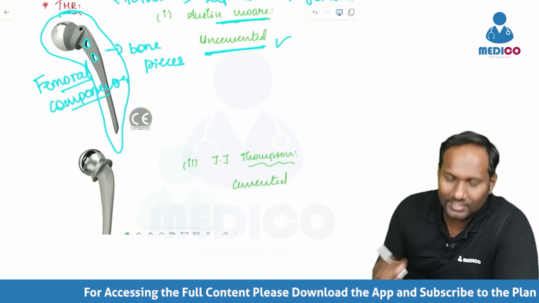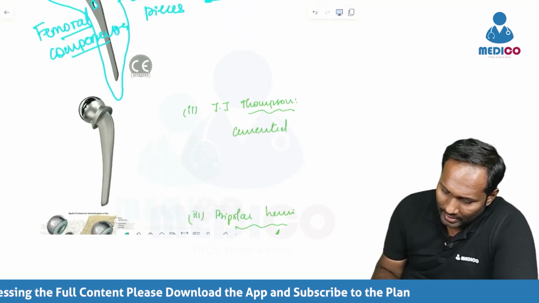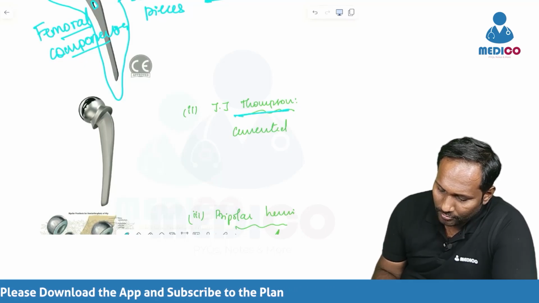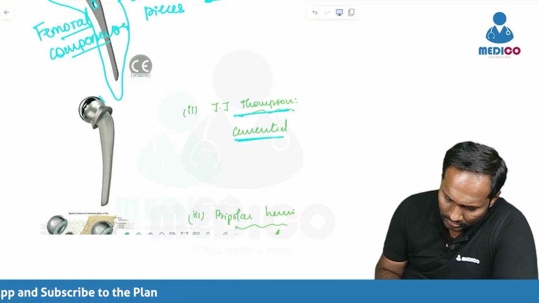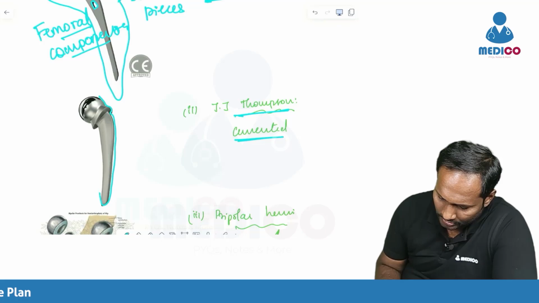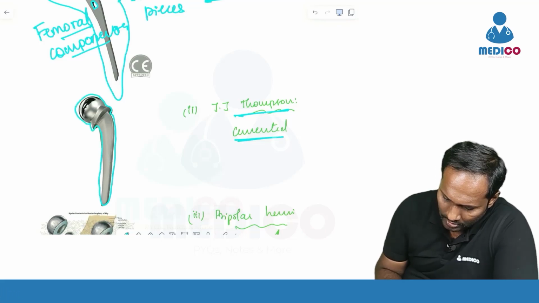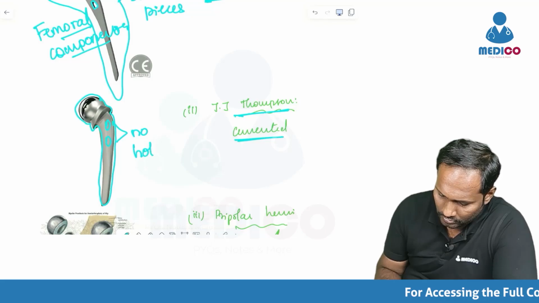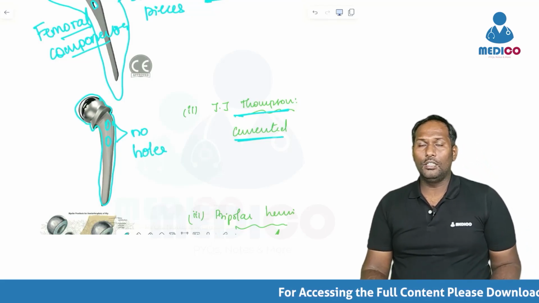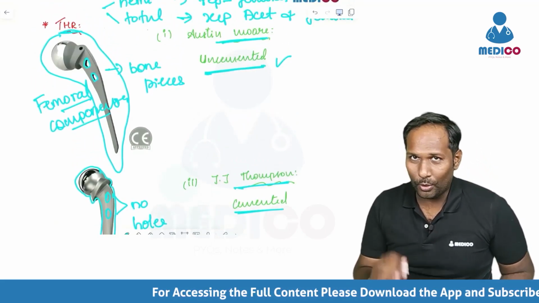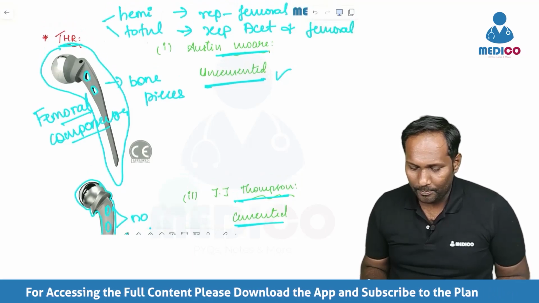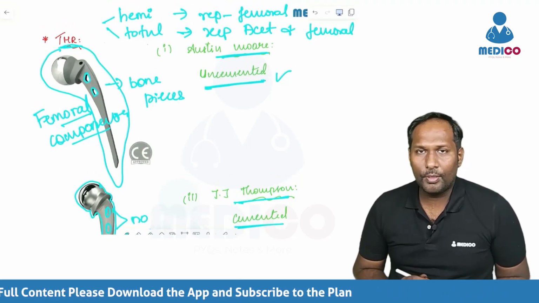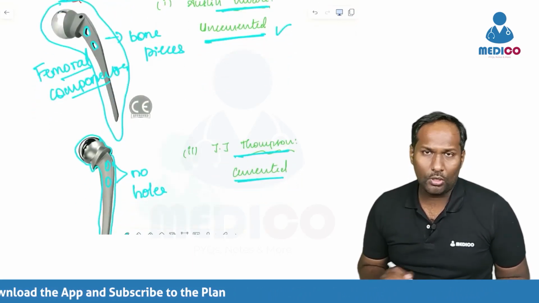They are used for uncemented purpose. The next is the J.J. Thompson for cemented purpose. This is also a single piece femoral prosthesis, no two pieces, but no holes. This is the historical prosthesis, but trust me, they hold value today also. They are the Austin Moore femoral component and Thompson femoral component.